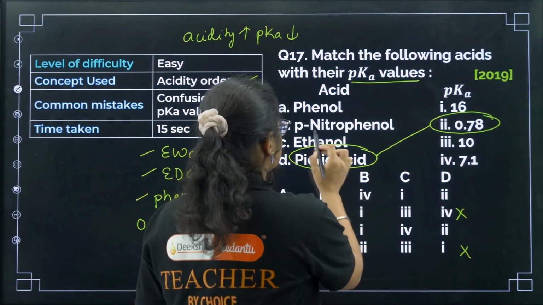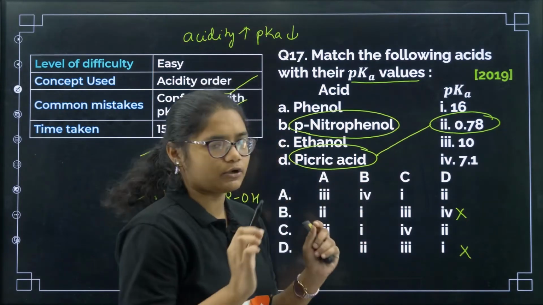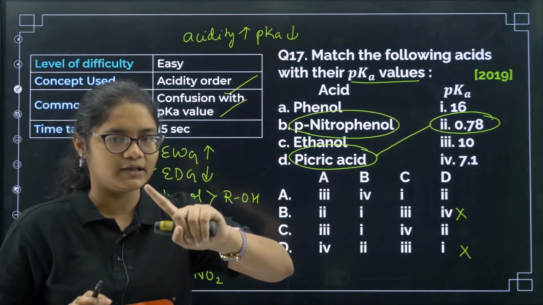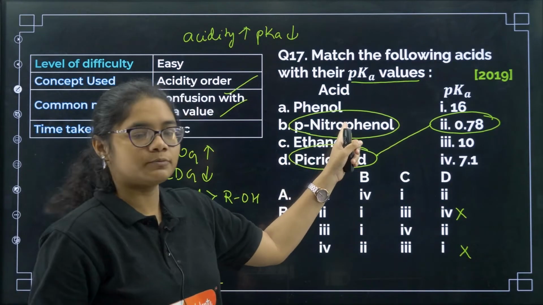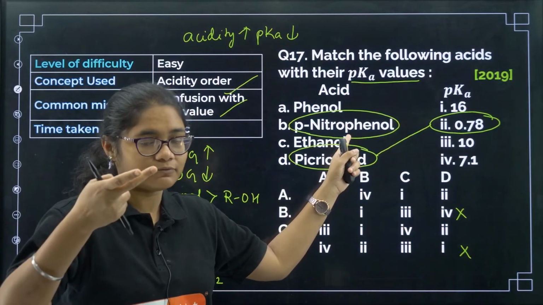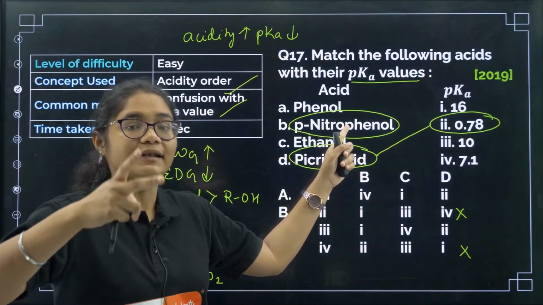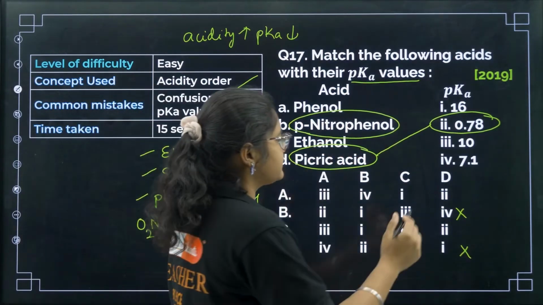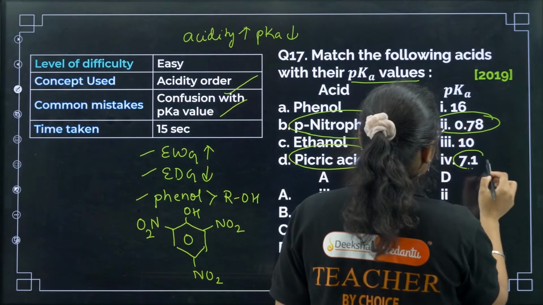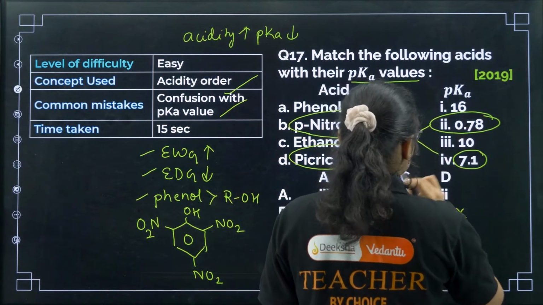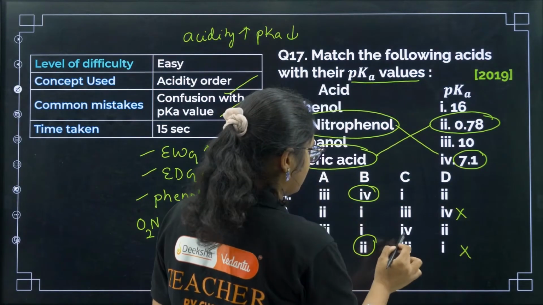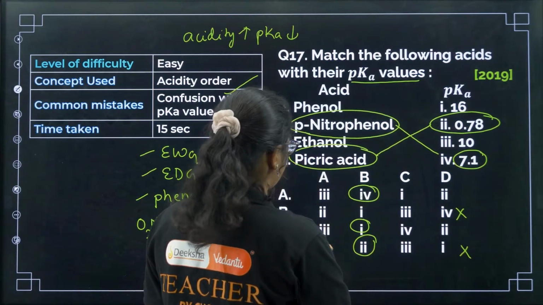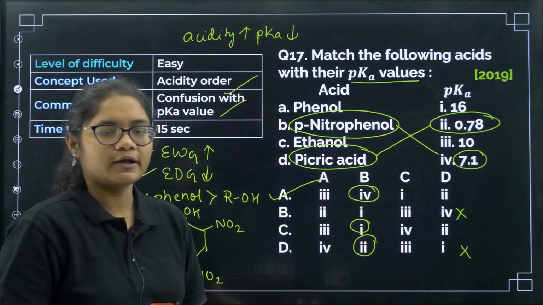Next, if you see, there is one electron withdrawing group in para-nitrophenol. There is only one electron withdrawing group. That means after this it should be the most acidic. Means its pKa value should be the next least value. So after 0.78 we have 7.1 directly, right? So B should be 4. So out of these two options, B is 4 only in this particular option. So option A will be the correct answer.